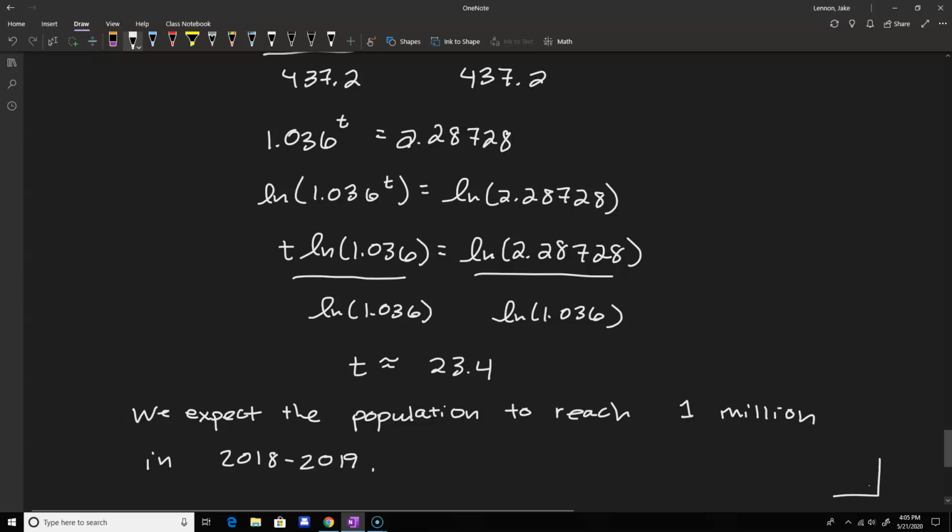And that is it. So that's a quick overview of logarithmic functions, their properties, and definitions and graphs.